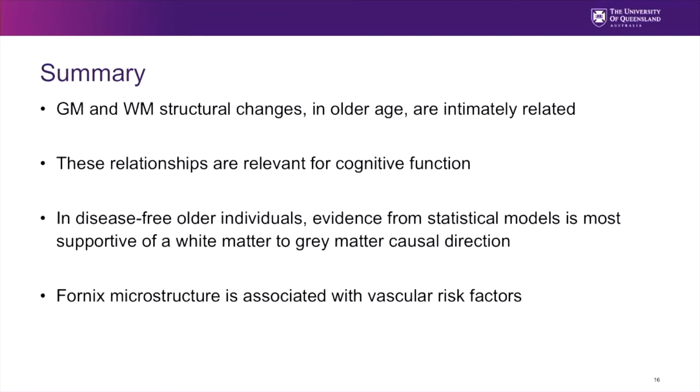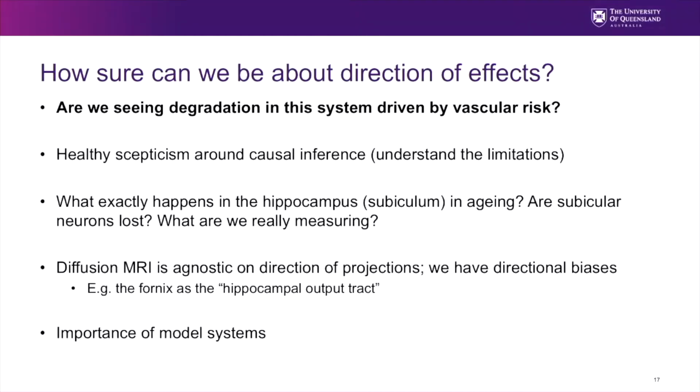And finally, we see that Fornix microstructure is associated with vascular risk factors, particularly those that are related to body mass index. So the question is, are we seeing degradation in core memory networks that is actually being driven by vascular risk, which is having an effect on white matter connections in those networks and then driving degeneration, which is certainly against what might have been suggested a couple of years ago as the most likely model of change that we're seeing. But we do have to remember a few caveats associated with that.